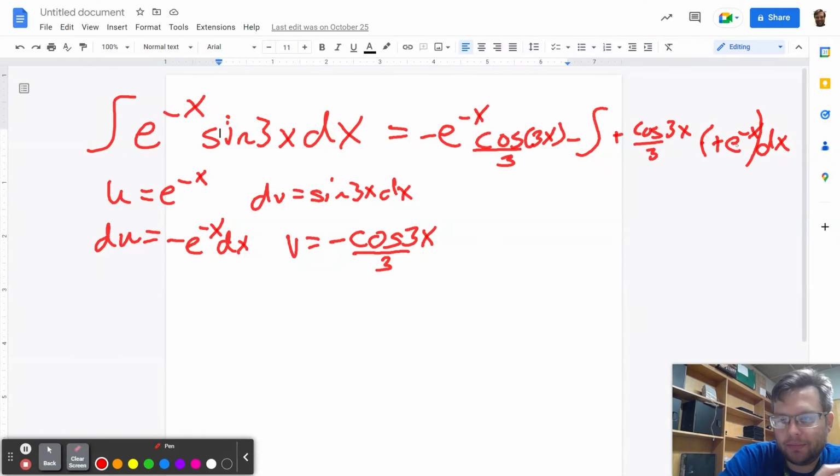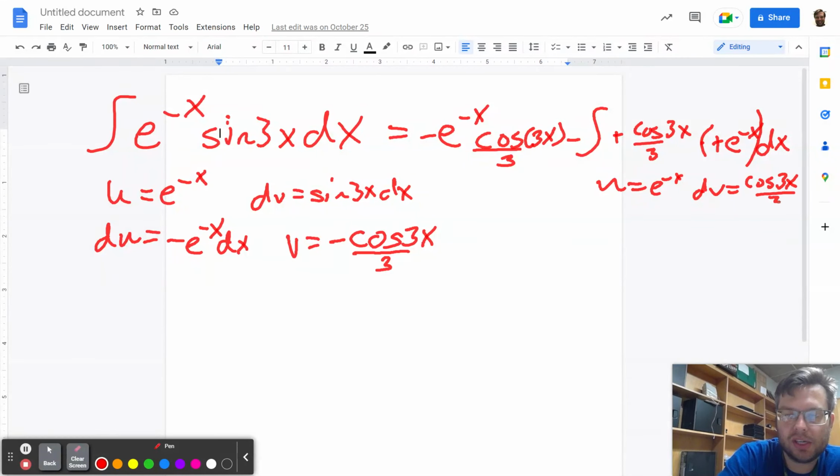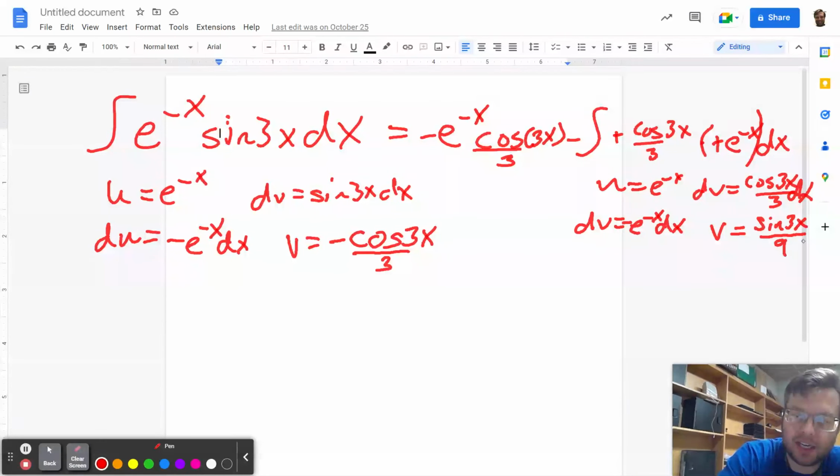So when you're doing integration by parts more than once, try to choose the same type of thing for your u and dv on each step. So I'm not going to switch making u my cosine. I'm going to keep u as my exponential part. So u equals e to the negative x, dv equals cosine of 3x over 3 dx, du equals negative e to the negative x dx. Antiderivative of cosine is sine. I divide by another 3, so I get to a 9.